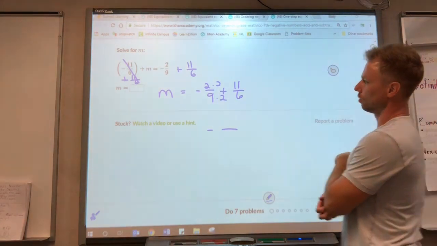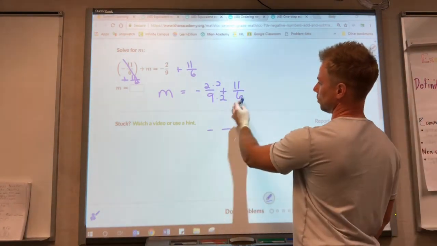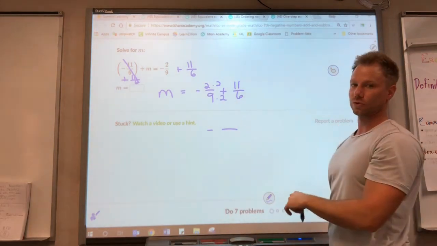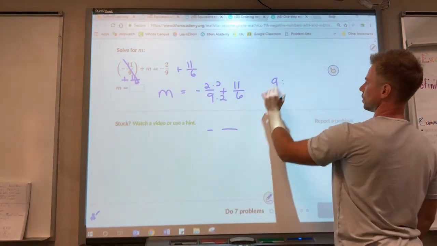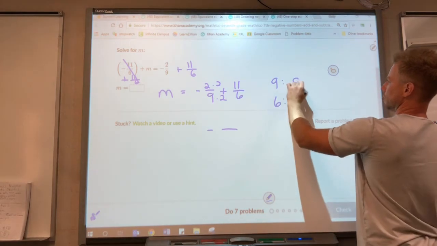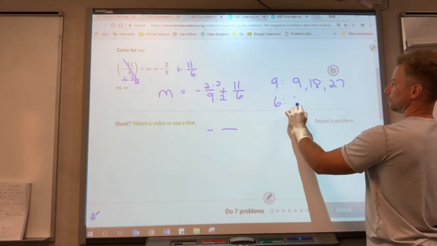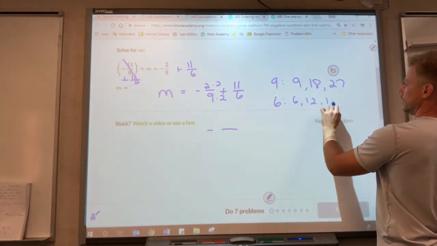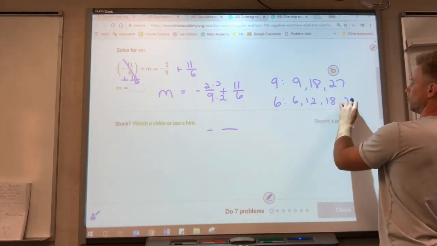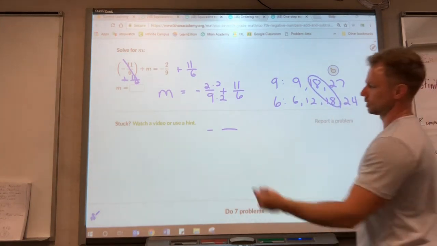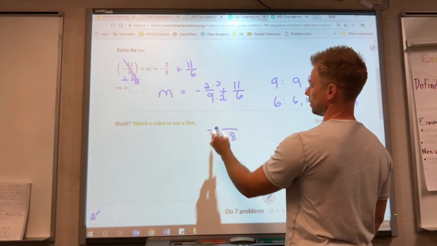If you didn't know what the common denominator or the least common multiple was, we could start listing multiples. Go 9, 18, 27, and over here we go 6, 12, 18, 24. We can see the first number that's the same is 18. So that's how we know that's going to be our denominator.